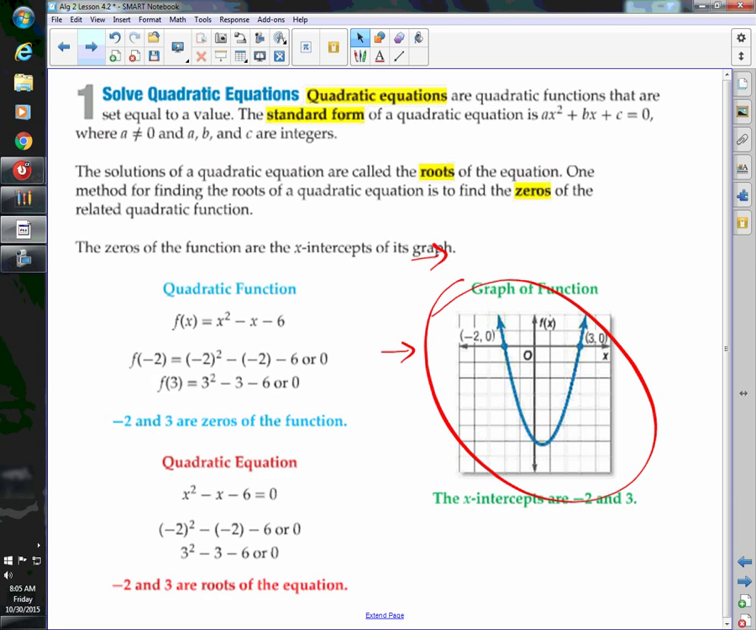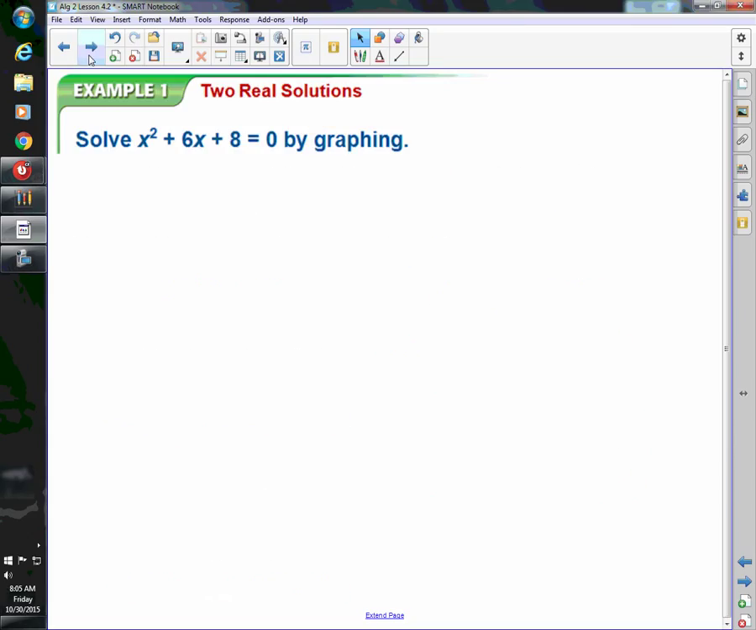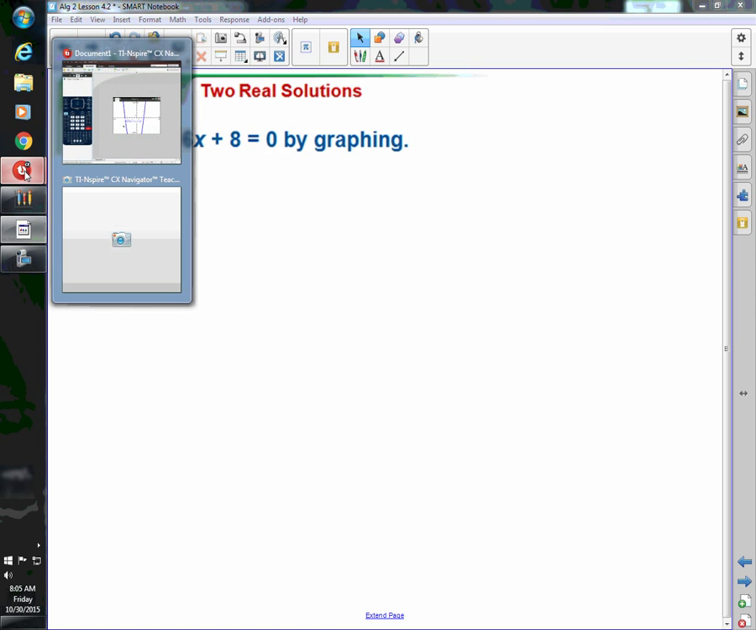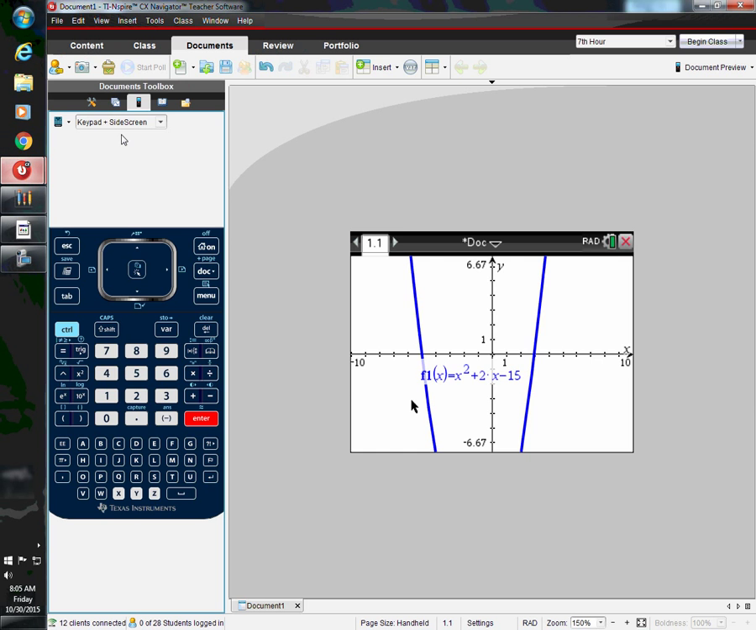So once we know that, all we have to do is look at the graph and see where it crosses the x-axis. Then all we've got to do is graph the equations. Well, let's take a look at this first one here. We want to solve it by graphing. I have x squared plus 6x plus 8. Let's throw that into a calculator here. X squared plus 6x plus 8.